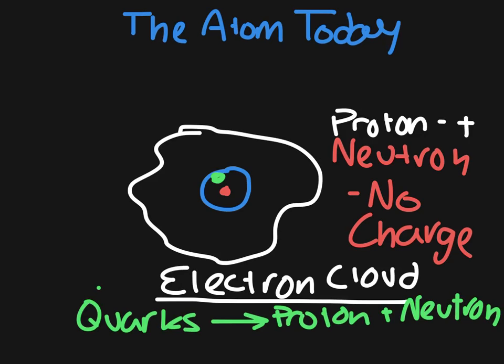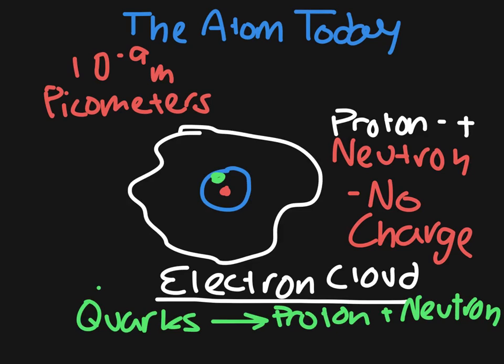In addition, we typically measure atoms in picometers. So we know about nanometers. Nanometers are typically 10 to the negative 9th meters. But picometers would typically be about 10 to the negative 12. So you can just picture how small these atoms really are.